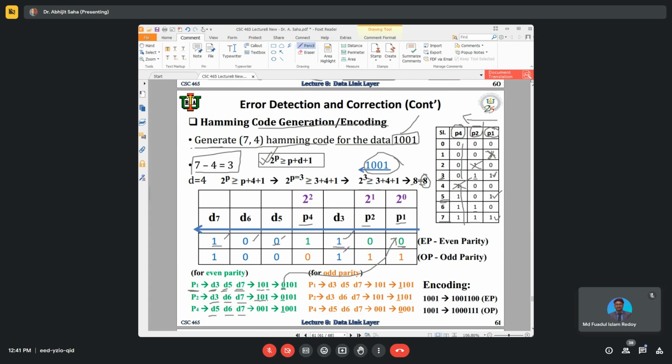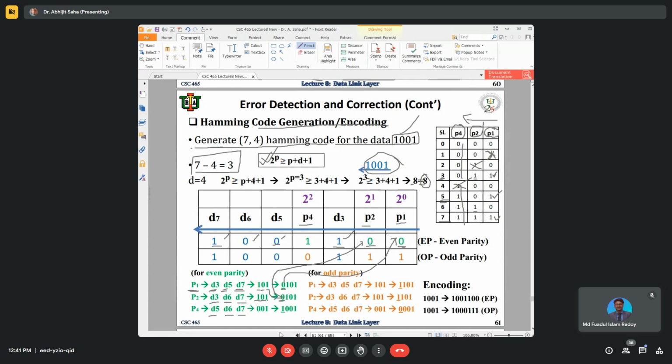So D3, D6, D7. So that is 101. Now find out whether it is an even number of 1s or an odd number of 1s. You can see that there is an even number of 1s, so that is going to be 0. That is why your second parity bit is also 0.